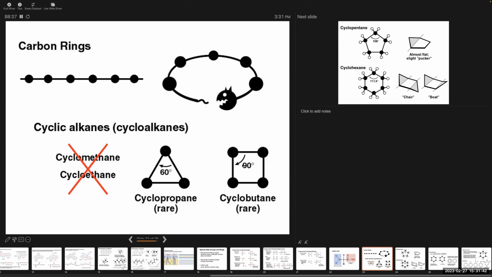Same thing is true of cyclobutane, although it's not quite as rare. I think you still have to generally make it in a lab. In a 4-carbon ring, the bond angles are 90 degrees, which is still less than 109.5. So these bonds would be under strain, and this thing would most likely rip itself open to become just regular butane.